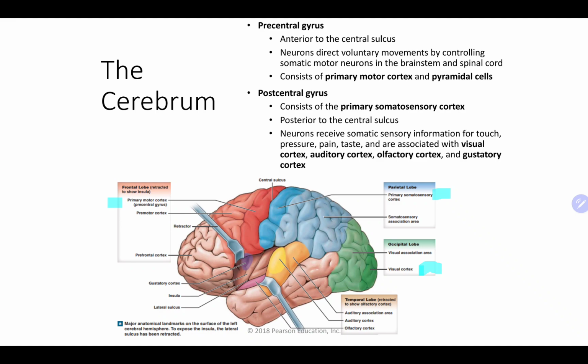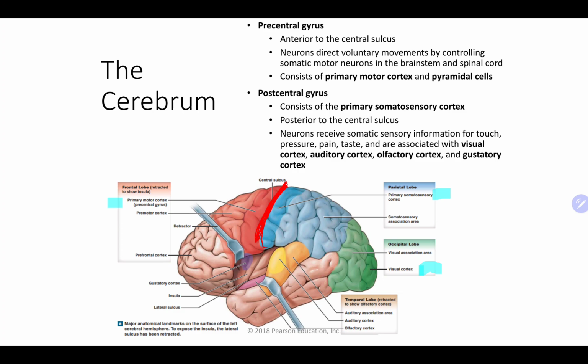So I want you guys to remember this image right here when we're talking about the cerebrum. Remember, the two cerebral hemispheres are going to be separated by the longitudinal fissure. Coming off of that longitudinal fissure, from a lateral point of view, is going to be this central sulcus. And in each cerebral hemisphere, we can divide the brain up based on its location or region, based on the bone that it sits under.